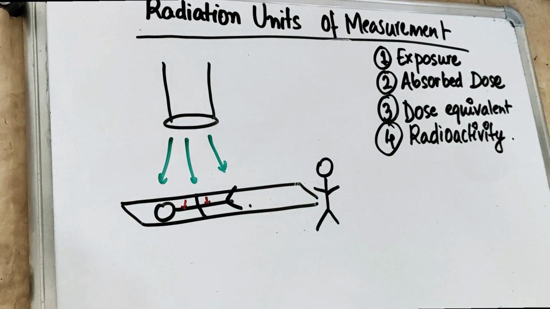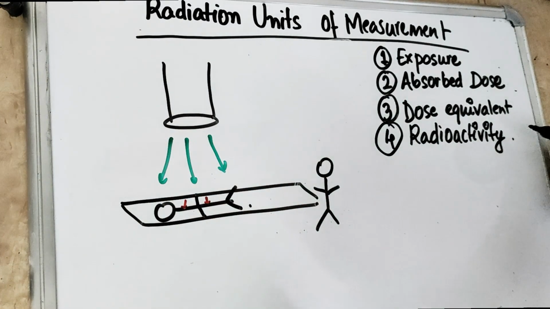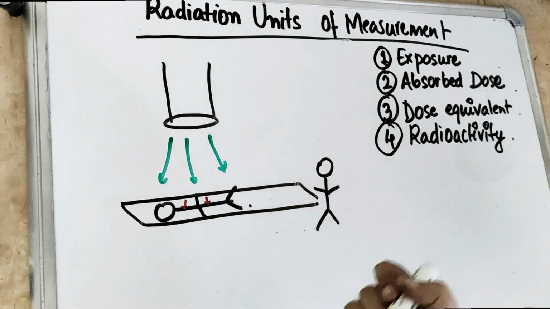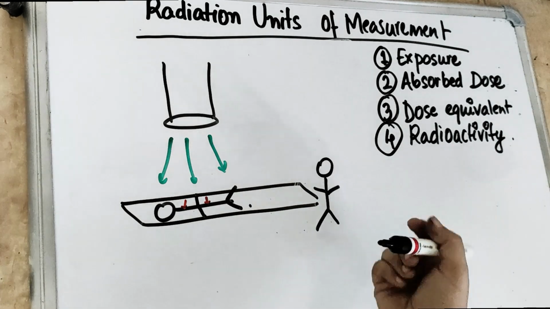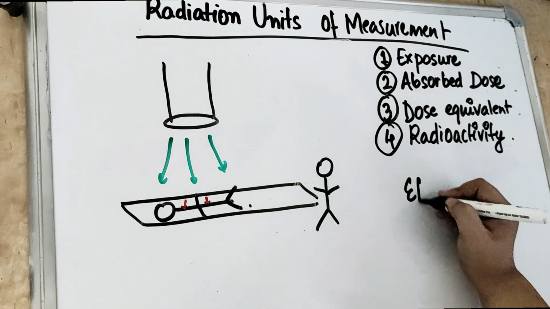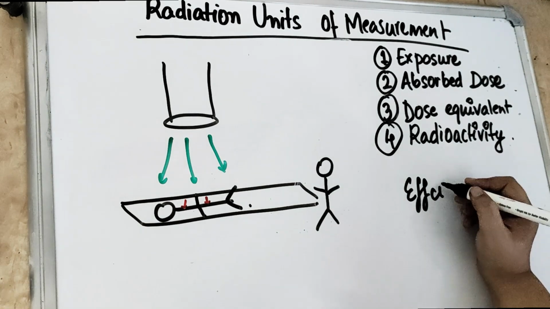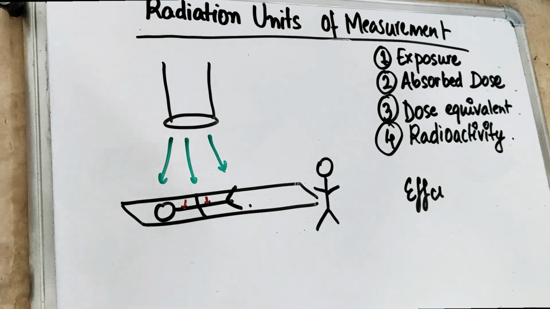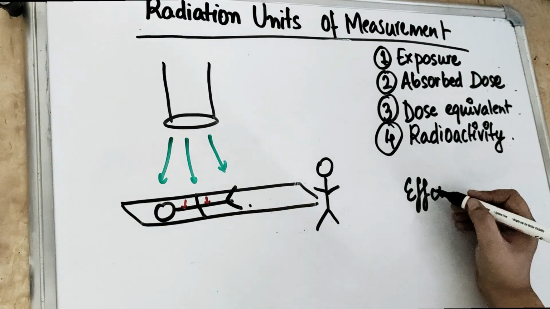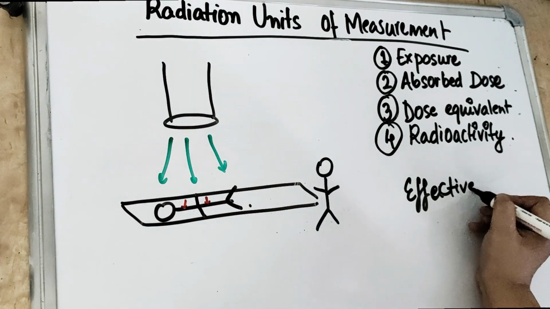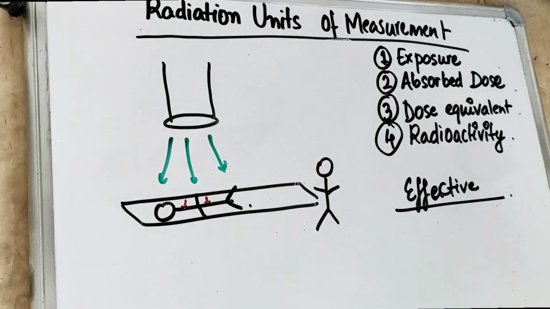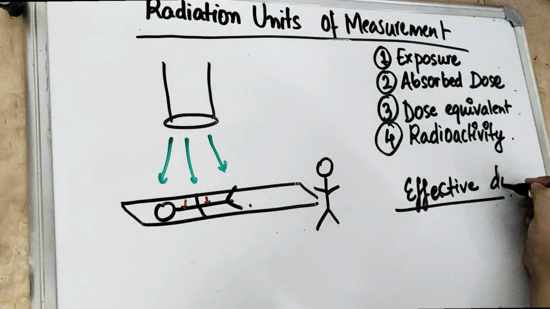There are many things. One is exposure, then the absorbed dose, then the dose equivalent, and the radioactivity. There is also something known as the effective dose, which we are going to study in the ALARA principle. So there is something known as effective dose also.